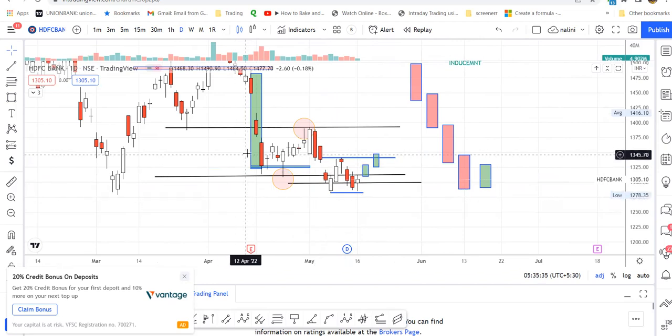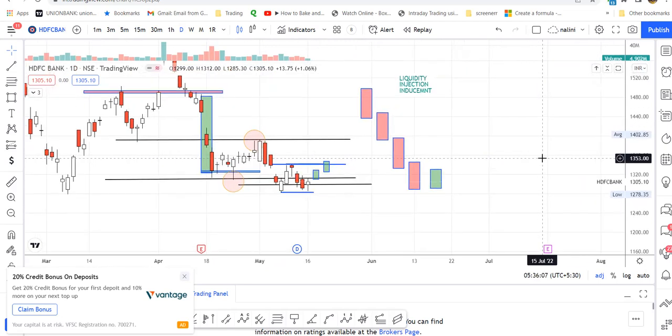In this way, see, liquidity was injected into the market. Injected means it attracted the buyers and ping pong started. It trapped the sellers and then it went up and trapped these. It went above this range and inducement took place and it started coming. So this is how liquidity injection and inducement takes place in the market when it is in a range.